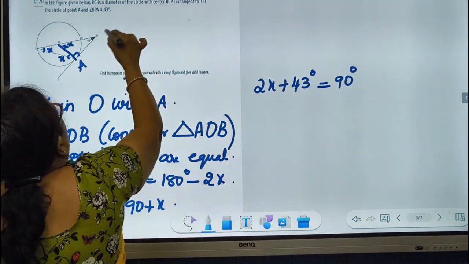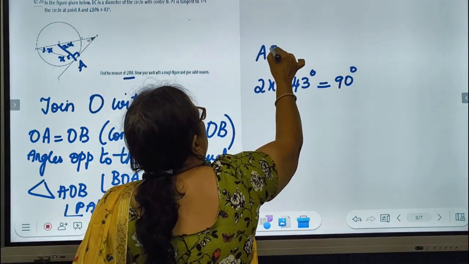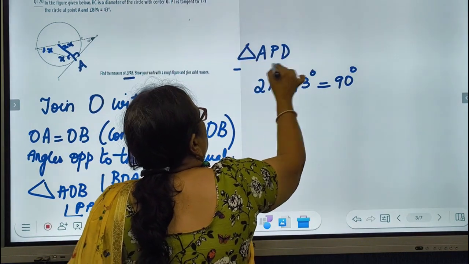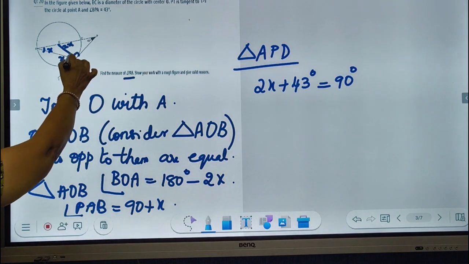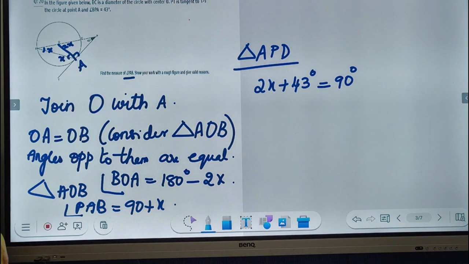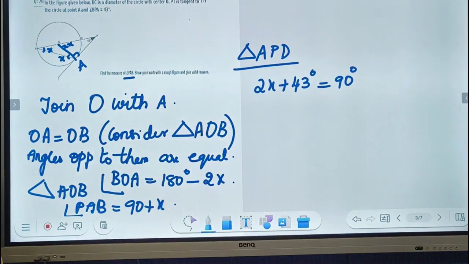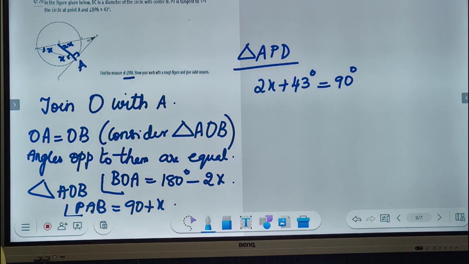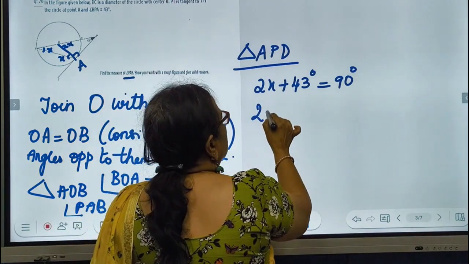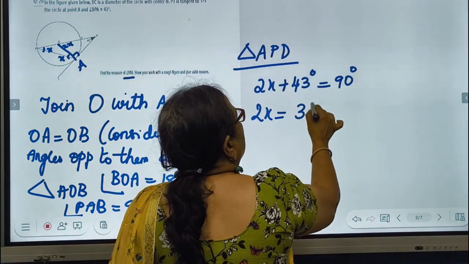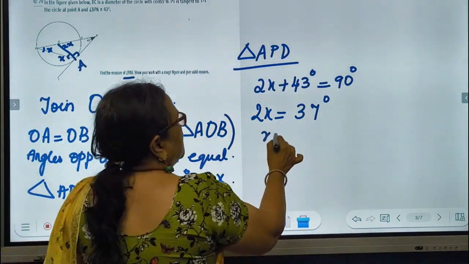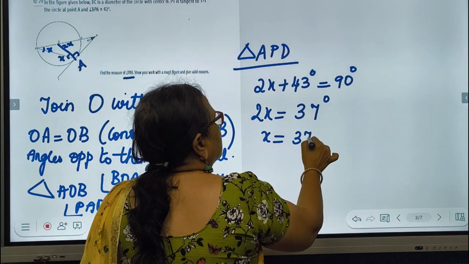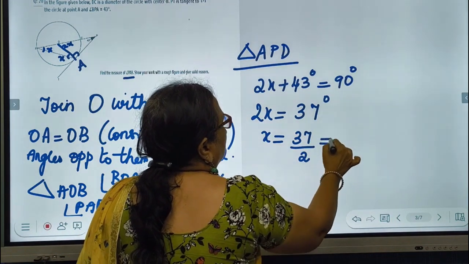So if I look at this triangle APD, what do you observe? 2X plus 43. This angle is already 90 because the radius is perpendicular to the tangent. So 2X plus 43 degrees is 90. So 2X equal to 37 degrees.